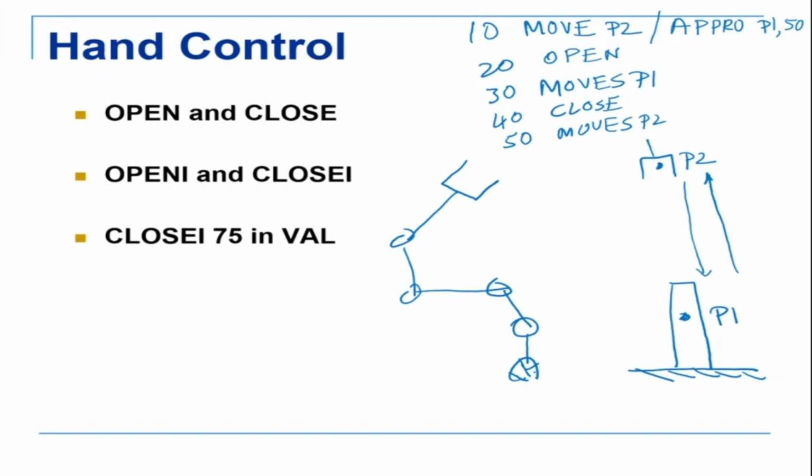Then I say moves P1, so it comes down to P1. Then I say close, it closes the gripper. Then I say moves P2, it goes back. Okay, so this again can be depart. Depart P1 50. Now, do you think that this program is going to work, or there is a chance of an accident here? There's a potential for an accident.